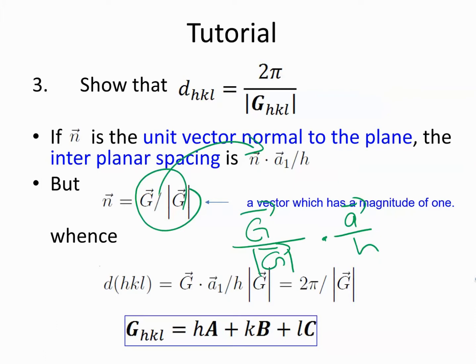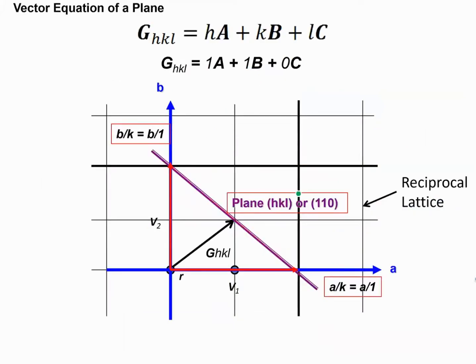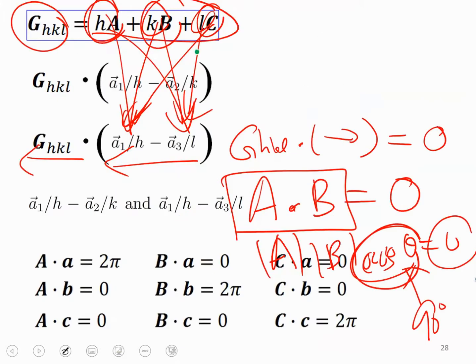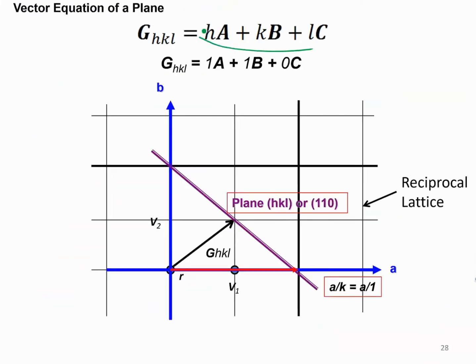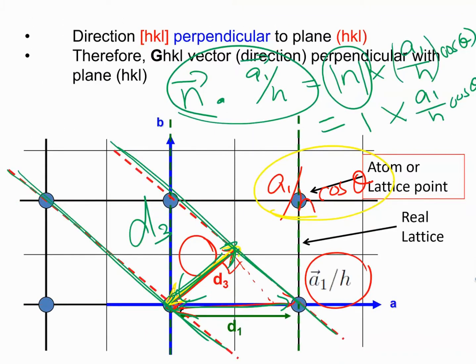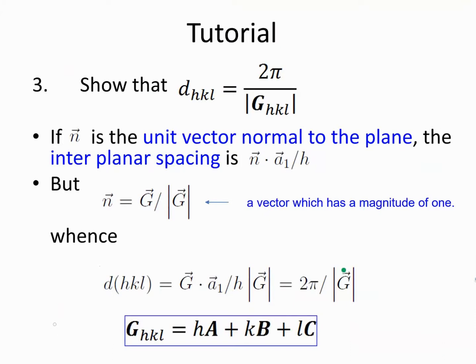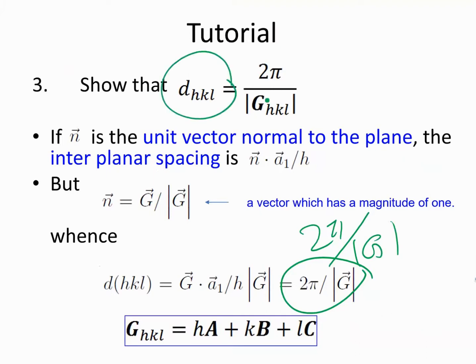Then G equals to this equation, and then you also substitute the magnitude into here. Then you solve it, you'll get 2 pi over G. This is simple mathematics, so I don't show it here. You just take a piece of paper and try to work it out. It's very simple. So we have proved that DHKL equals 2 pi over G.